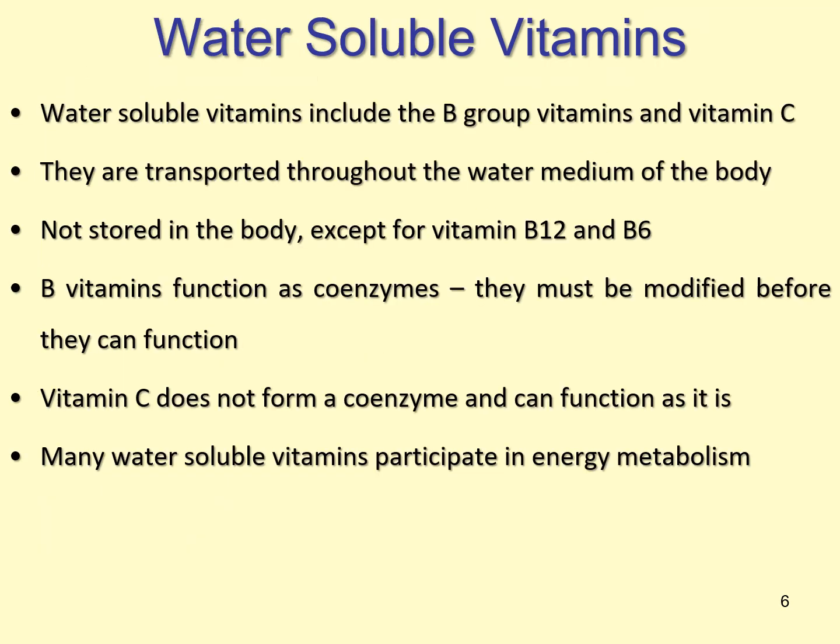we consume. So water-soluble vitamins are mainly vitamin B and vitamin C, and they are transported throughout the water medium of the body. This means they have a polar nature and are not stored in our body, except for vitamin B12, which is cobalamin, and vitamin B6. B vitamins function as coenzymes. They must be modified before they can function. Vitamin C does not form a coenzyme and functions as it is.